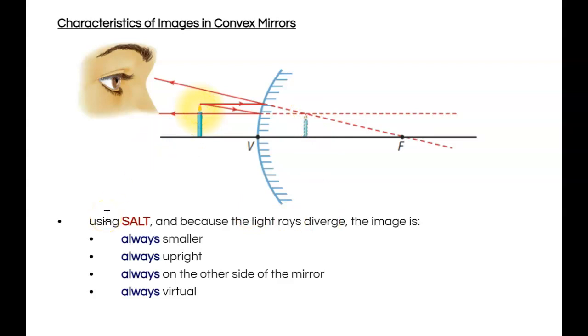So when we look at SALT for a convex mirror, it's pretty straightforward, right? Our image is always smaller, always upright compared to the object, always behind the mirror, on the other side of the mirror, and always virtual. Okay, so hopefully those rules made sense.